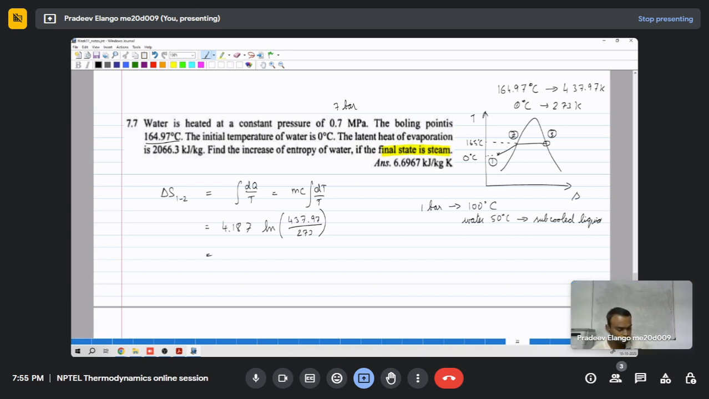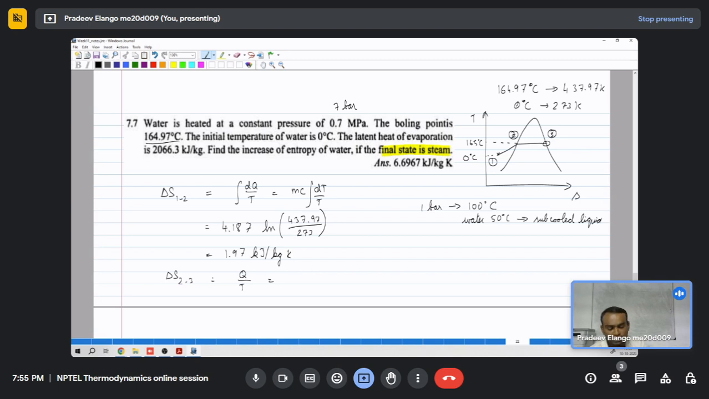Sir, it's coming out 1.97, sir. 1.97. And similarly, entropy change between 2 to 3. Here it is a constant temperature process, so we can directly write Q by T.